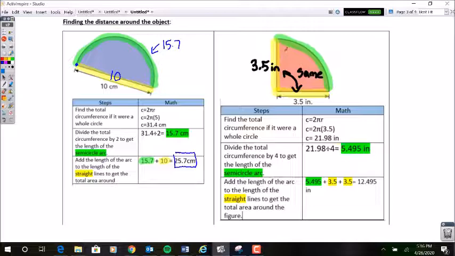Same thing here, but this time we have a quadrant. So again, we found the total circumference of what the circle would be, which would be 21.98, and then we divided it by 4. So this arc, just this arc, is 5 and 495 thousandths inches. Then what we needed to do is add it to the 2 yellow lines, because we need to add these parts on the outside. So the arc plus this radius gives us the total distance around the shape.